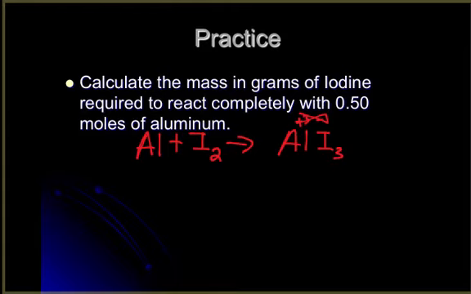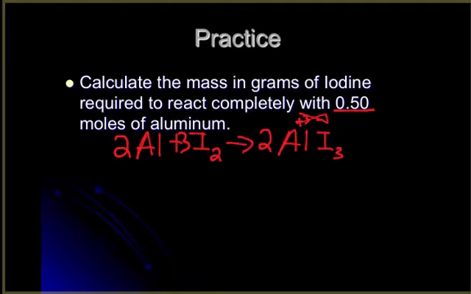We need to go back and balance. 2 I's to the left and 3 to the right means they need to be 6. So I'm going to place a 2 in front of AlI3 and a 3 in front of I2. 2 aluminums on the right, 1 on the left. 2's got to go in front of that bad boy. And now I have my balanced chemical equation. So let's read and see what we want. Calculate the mass in grams of iodine required to react completely with 0.50 moles of aluminum.